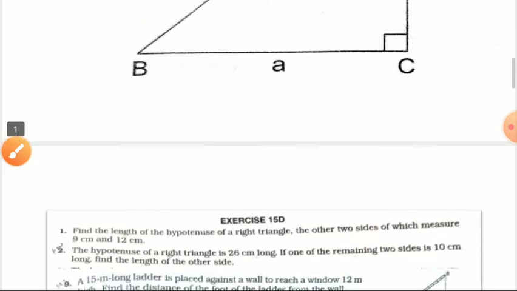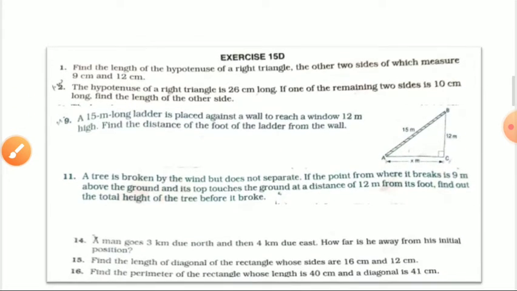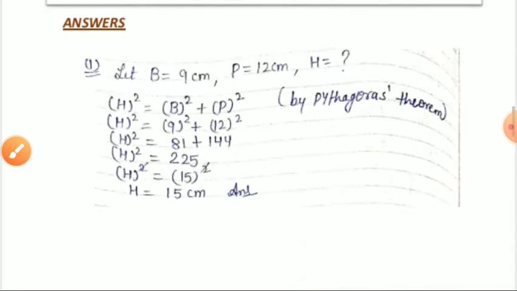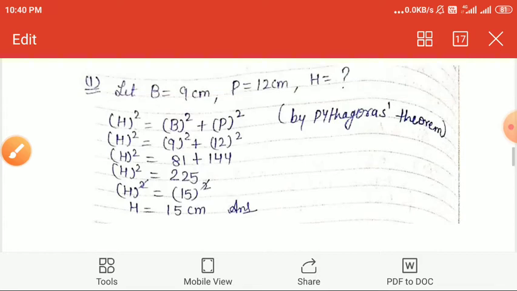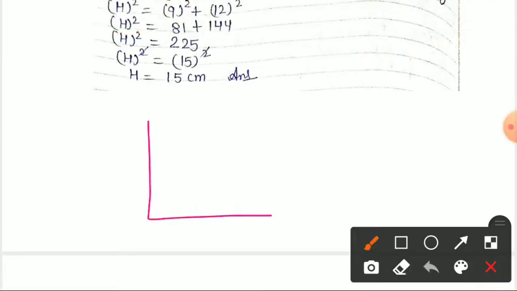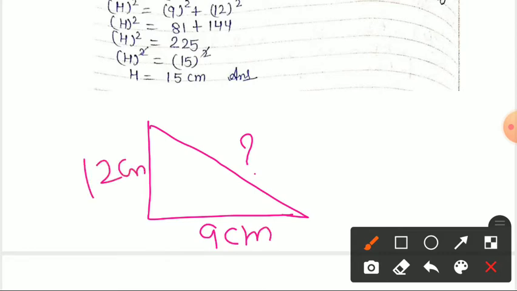So let's do some of the questions from exercise 15D. The very first question is saying find the length of hypotenuse of a right triangle whose other two sides are 9 and 12. So let's have a look. Here is the solution as well, I'm going to explain it to you. There is a right triangle and you need to find the value of hypotenuse. Its other two sides are 9 centimeter and 12 centimeter.